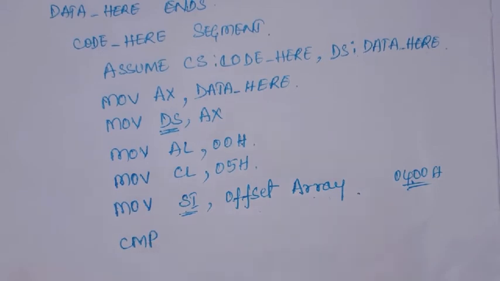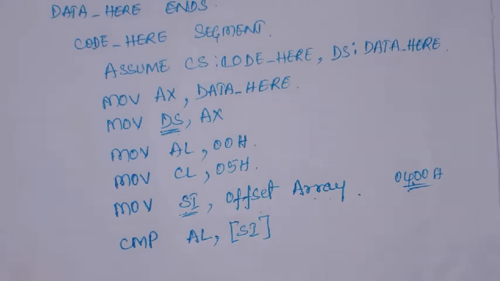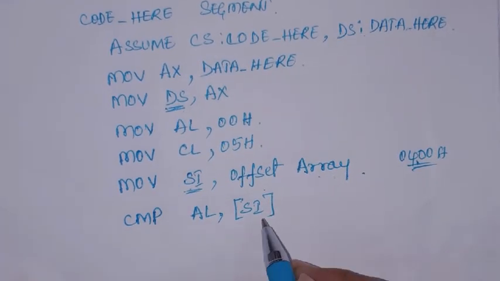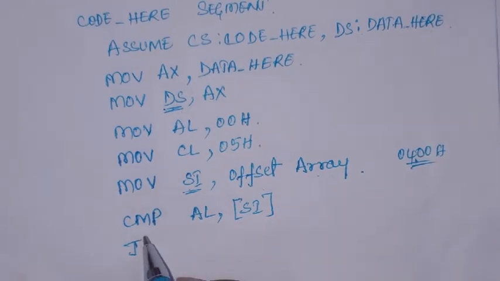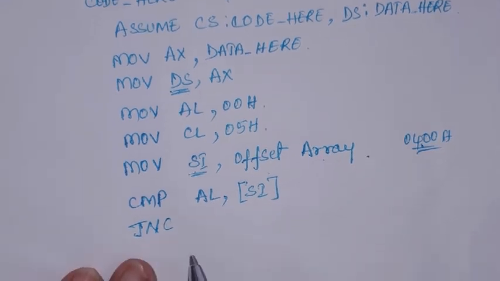Now next, first we need to compare the contents of AL with the memory contents pointed by SI, that means the first element of the array. Now after comparison, you need to check whether it is a smaller one or bigger one, whether the AL contents are small or big. So here we get carry or no carry. So jump on no carry. If there is carry, then from memory that element is to be moved to the AL register.